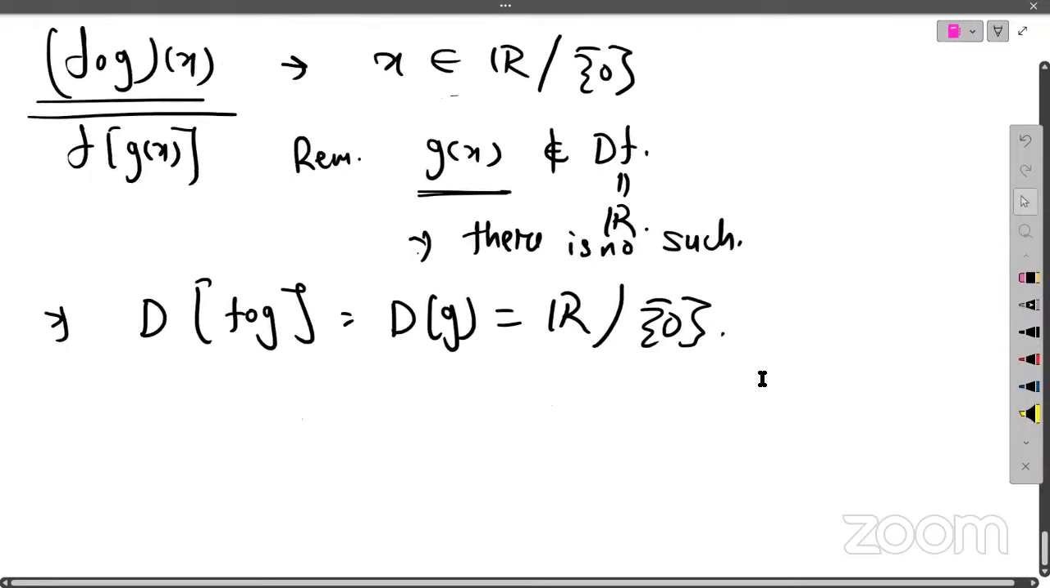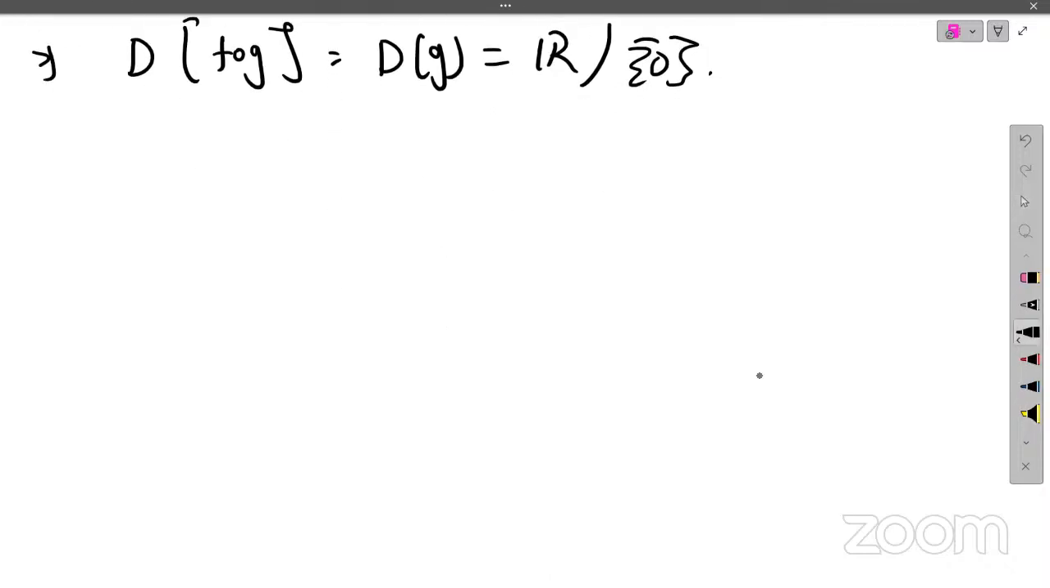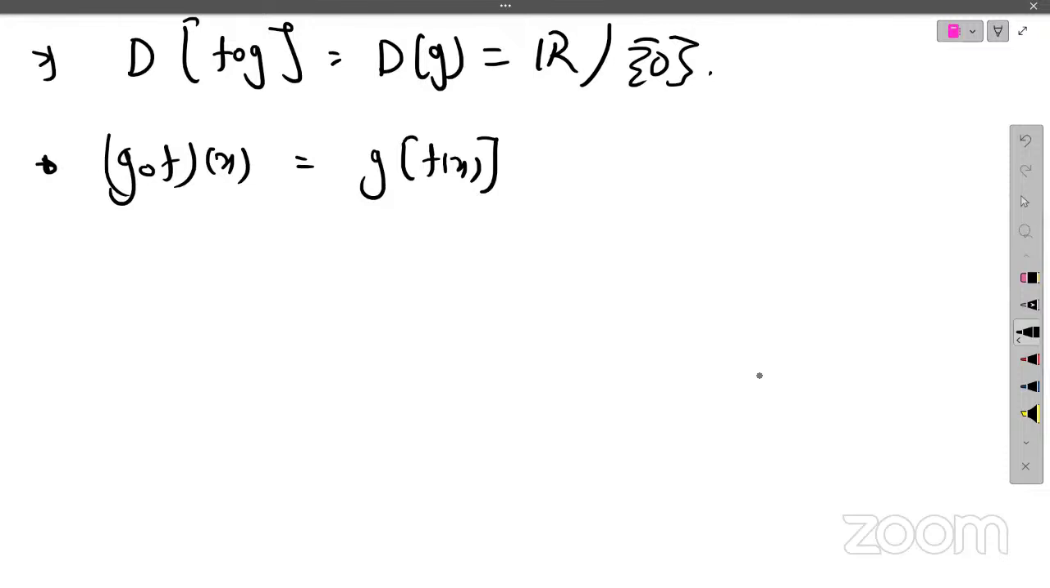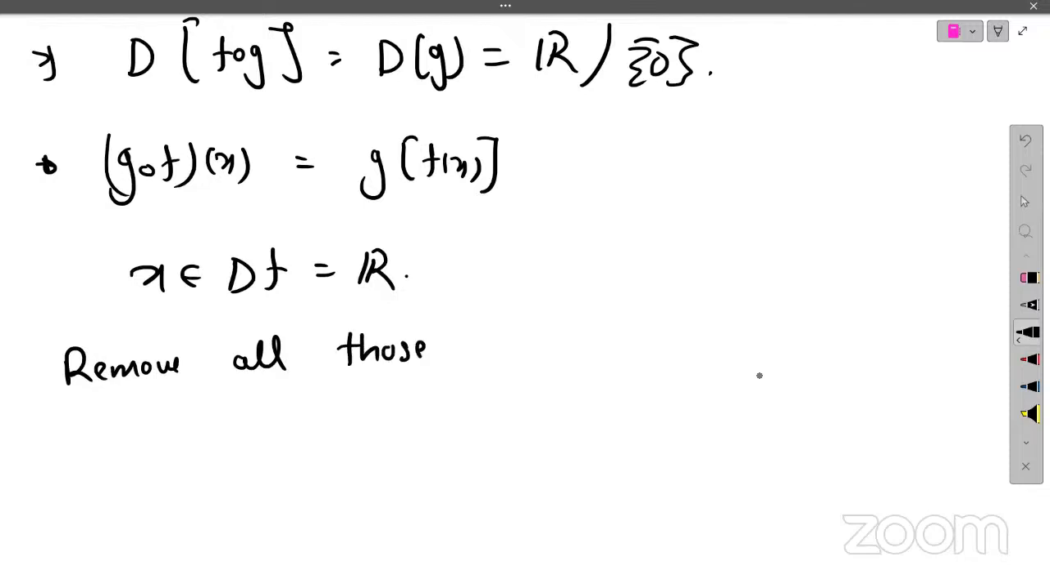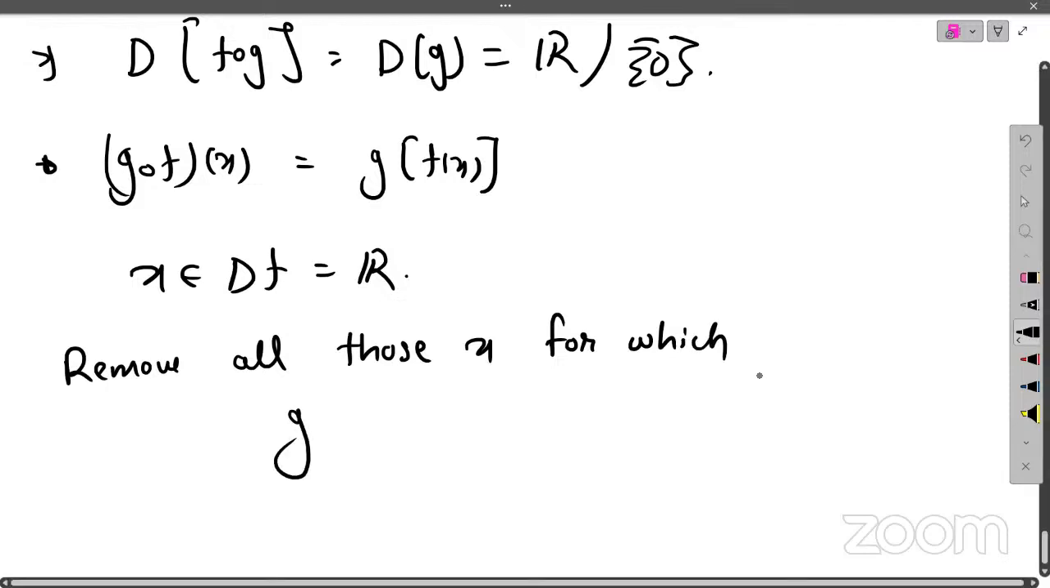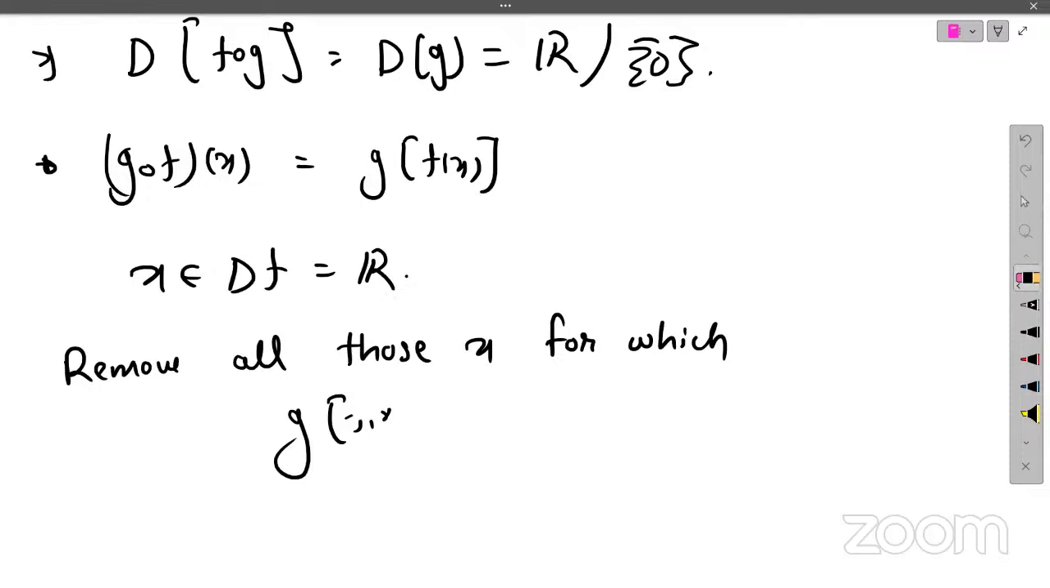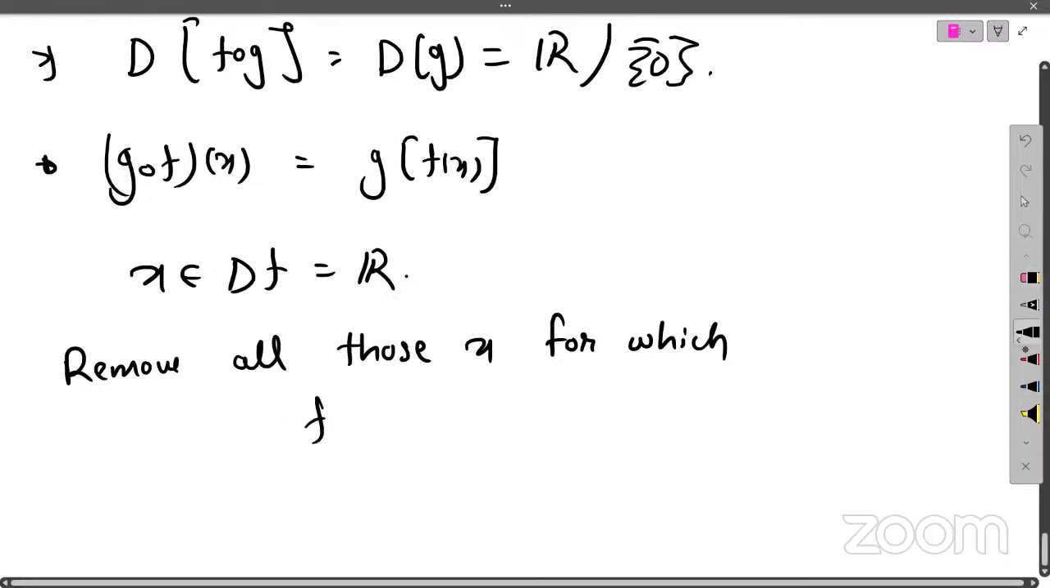Fine. Yes, ma'am. Okay, now let's go to the second function, which is g composite f of x. For computing g composite f of x, we have to well define two things. First, f of x should be well defined, so x should belong to the domain of f, the set of all real numbers. And now we have to remove all those x for which f of x is not a part of the domain of g. What is the domain of g? The domain of g is real numbers minus 0.